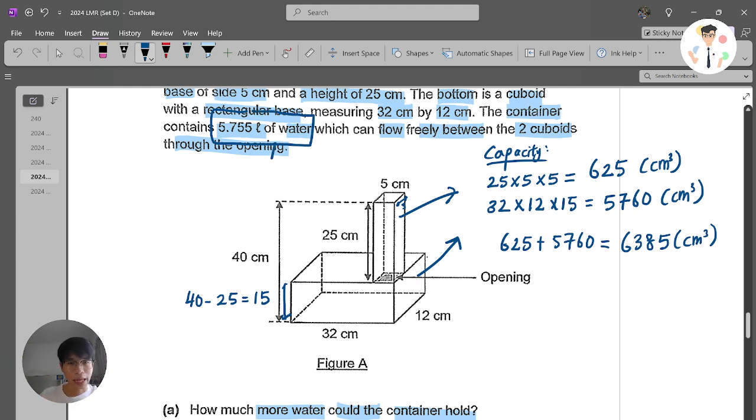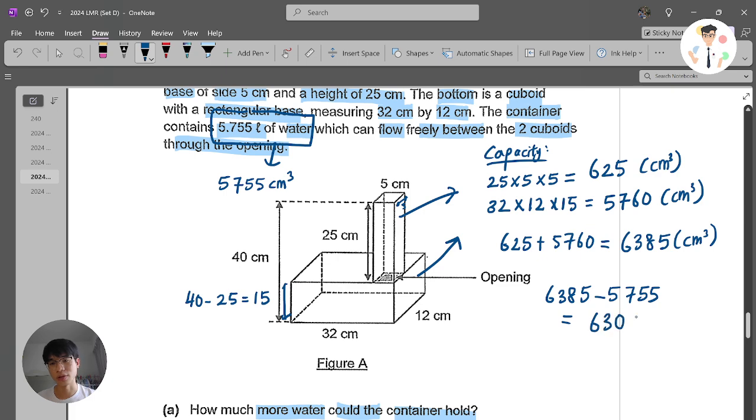So, you should know 1 liter is equal to 1000 cm³, also 1000 ml. So I know this is actually equivalent to 5755 cm³. So my last step is to do what? To subtract. 6385 minus 5755. I know the water that still can be filled in is 630 in cm³.